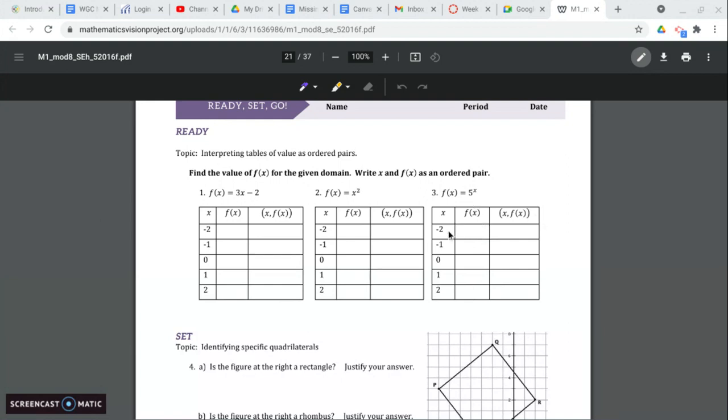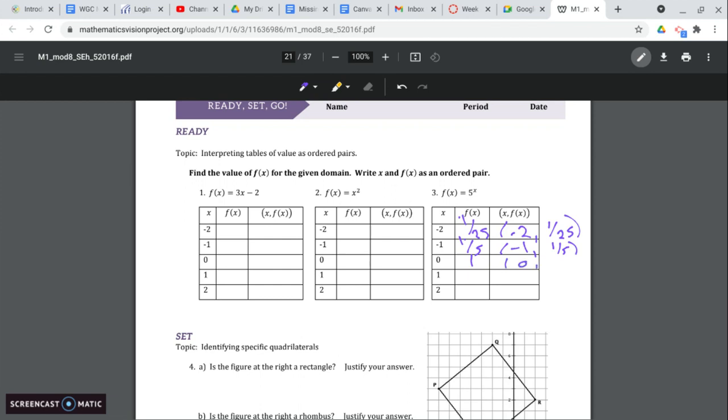So 5 to the power of negative 2 is going to be 1 over 25. So for the ordered pair, we'd have negative 2, comma 1 over 25. 5 to the negative first is just 1/5. So we have negative 1, comma 1/5. For 0, 5 to the 0 is 1. Remember, anything to the power of 0 is just 1.